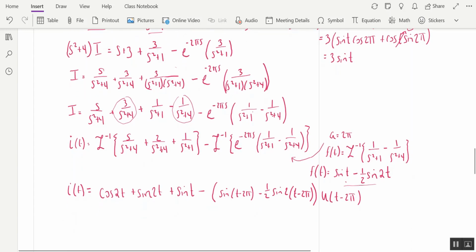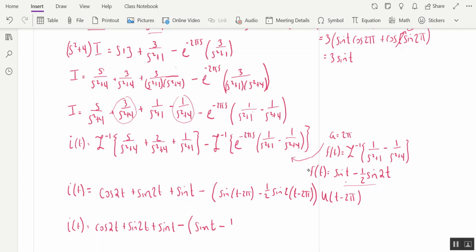All right, now let's just do our final cleanup here. We've got i of t is equal to cos 2t plus sine 2t plus sine t minus, big old set of parentheses. Let's use the periodic property of sine. Sine of t plus or minus any multiple of 2 pi is just sine of t. So this is sine t minus 1/2. If I distribute the 2, I get sine of 2t minus 4 pi, which is just sine of 2t. And those two pieces get multiplied by u of t minus 2 pi.